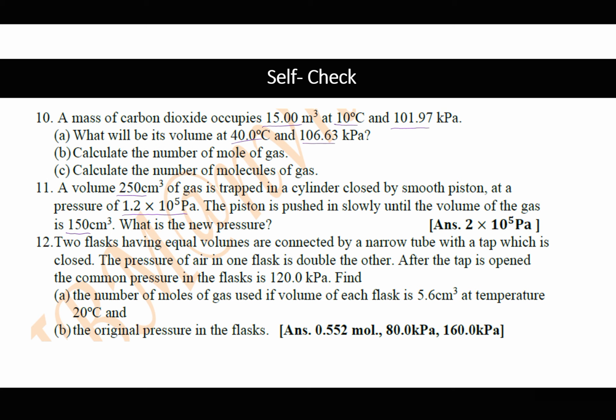Then lastly, you have two flasks having equal volumes connected by a narrow tube with a tap which is closed. The pressure of air in one flask is double the other. After the tap is opened, the common pressure is 120 kilopascals. Find the number of moles of the gas used if the volume of each flask is 5.6 at a temperature of 20 degrees Celsius. Then next, the original pressure in the flasks.